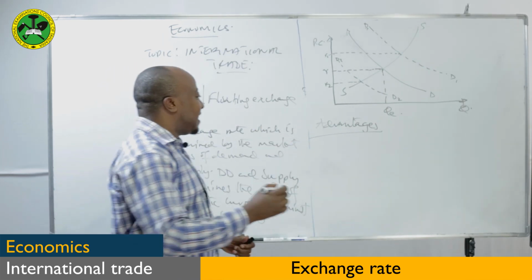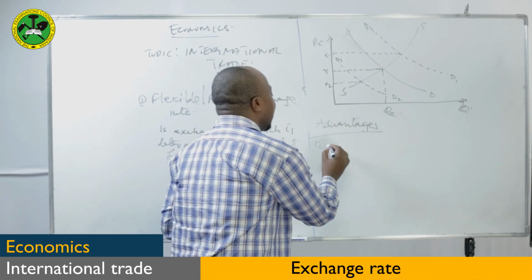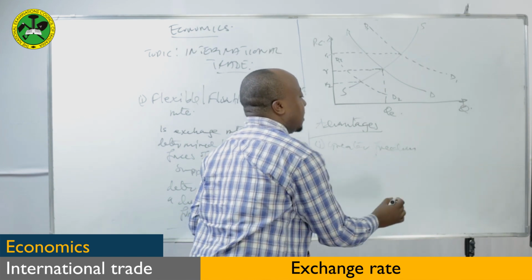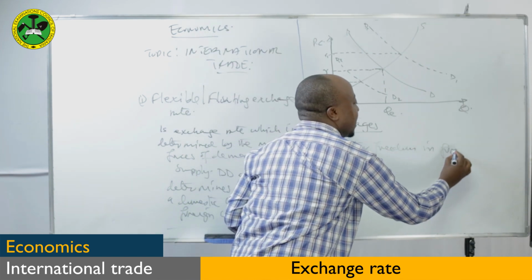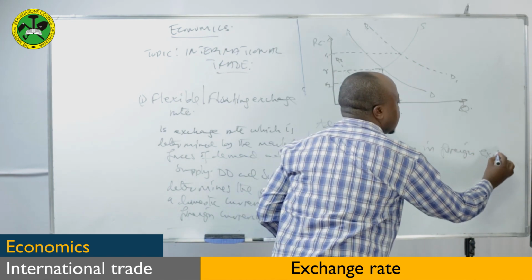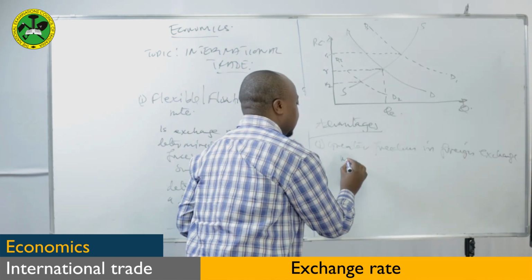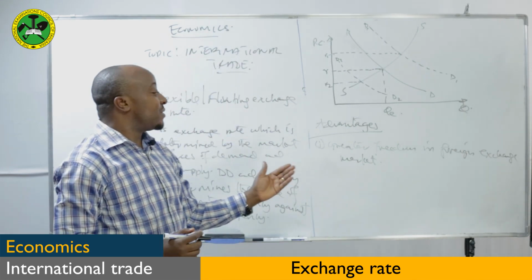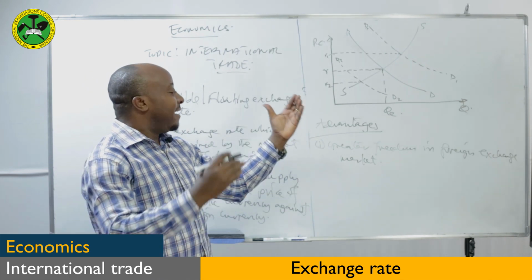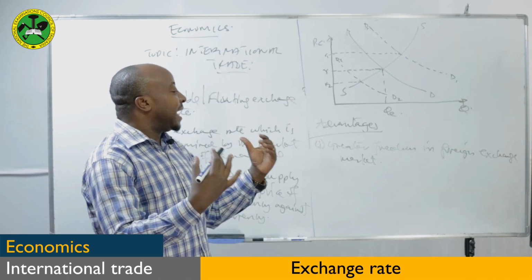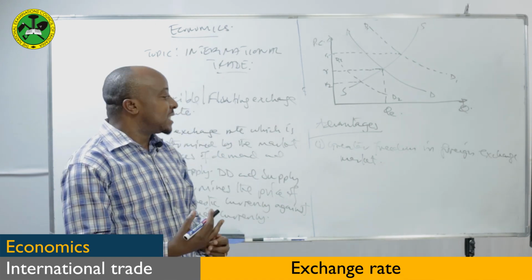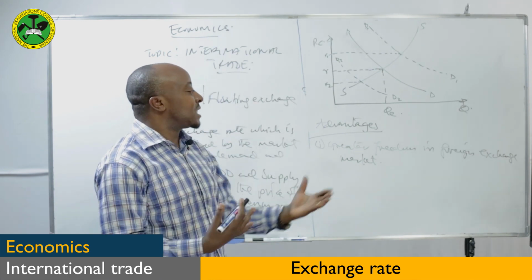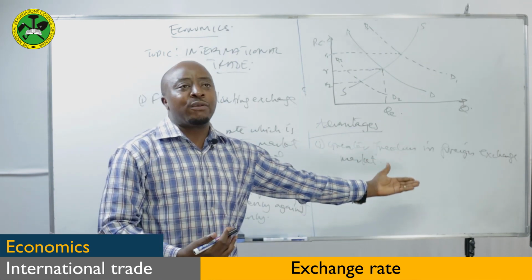For example, one of the advantages is that it gives greater freedom in the foreign exchange market. It means because there is no government intervention in the foreign exchange market, there is greater freedom. That means individuals, either importers or exporters, have greater freedom in their decisions because there is no government intervention. So this is one of the advantages.